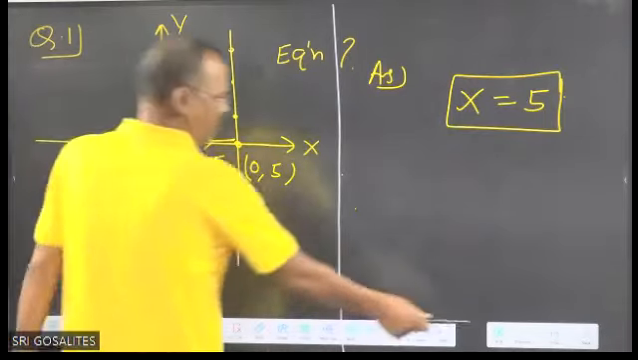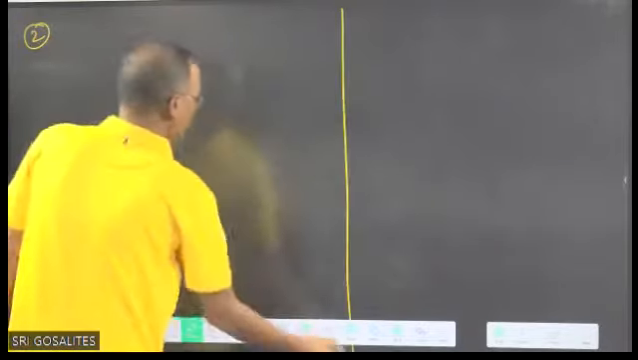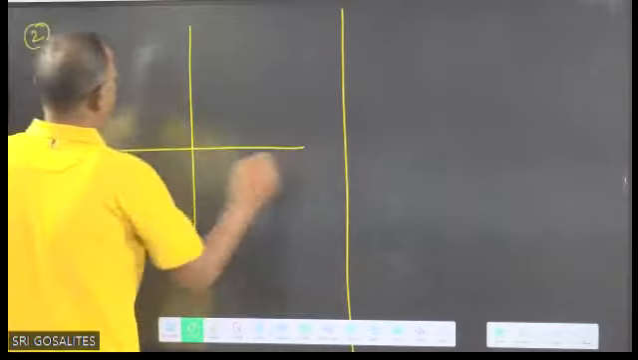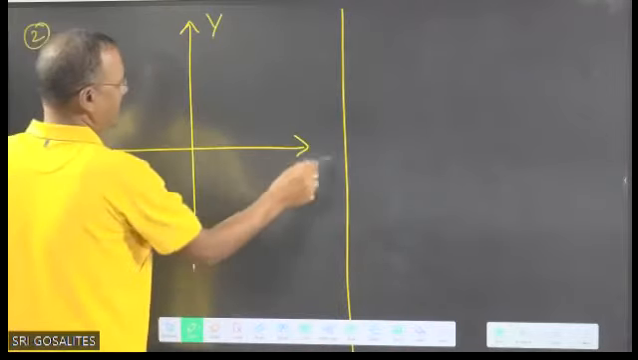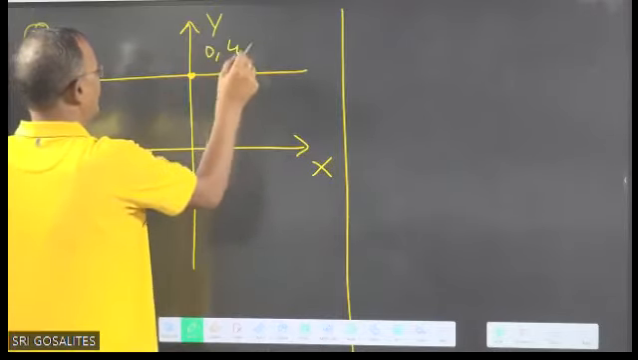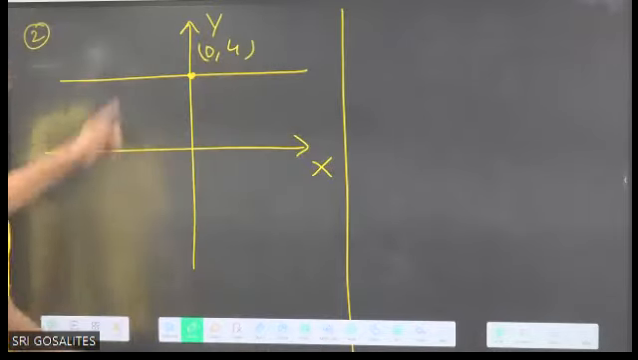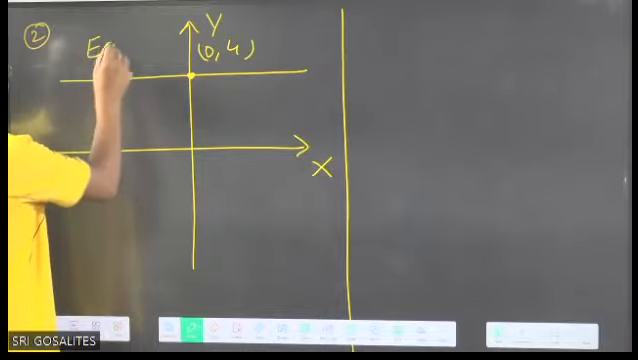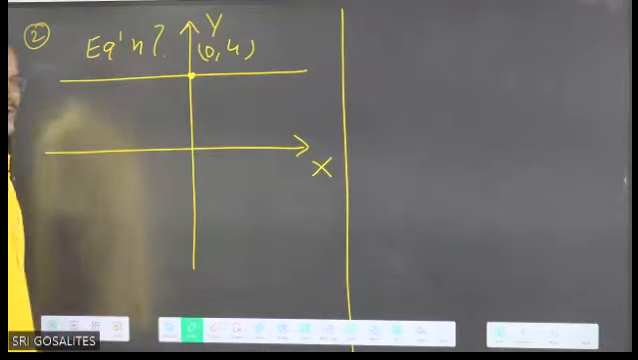Next, if any line is parallel to the x-axis, suppose this is y-axis, this is the x-axis, line is passing through the coordinate 0, 4. Then what is the equation of this line? Tell me. This we discussed earlier as well.